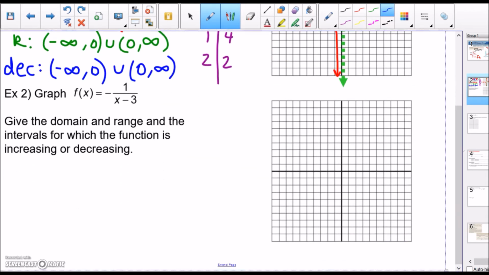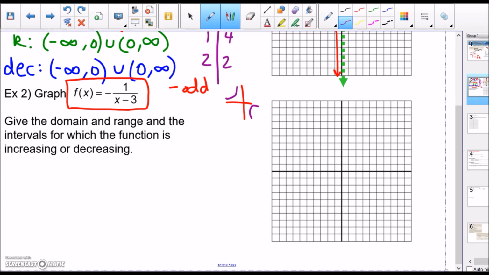Example 2. When you look at this function on example 2, what I see is a negative sign in the front, and I see x to the first, so I know this is a negative odd function. A negative odd function is going to be higher on the left side and lower on the right side. So it's going to look like that.